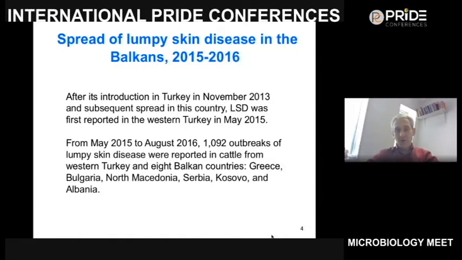And even though Turkey started immediately with vaccination, the disease spread around the country in almost all municipalities, and later it was detected in Western Turkey in May 2015, close to the border with Greece, which is the first country of the European Union. So from May 2015 to August 2016, more than 1,000 outbreaks of lumpy skin disease were reported from this region, starting first in Western Turkey and then spreading to the Balkan countries like Greece, Bulgaria, North Macedonia, Serbia, Kosovo, Albania. Next slide.